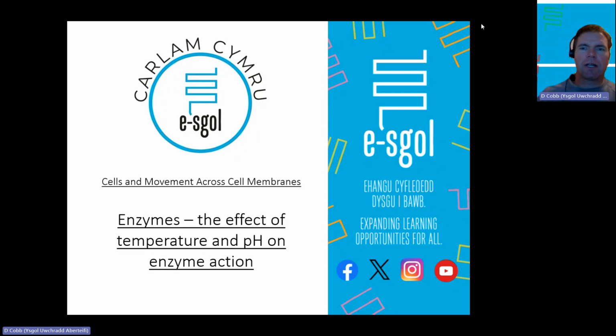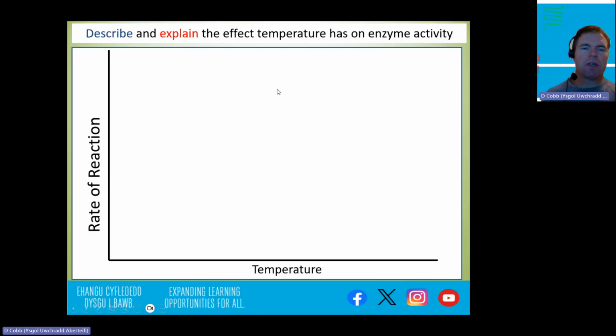So let's have a look at the first bit here with how you go about both describing and explaining the effect that temperature has on enzyme action. Now, it's important to appreciate the difference between these. A describe question, which is very common in GCSE papers, is very straightforward. It's say what you see, what's going on. You don't need to give any reason why. You don't need to explain, that is. You don't need to be using the word because. As soon as you use the word because, you're moving away from a describe and into an explain.